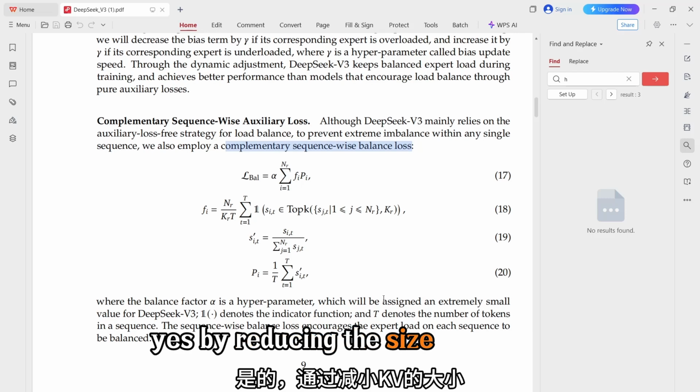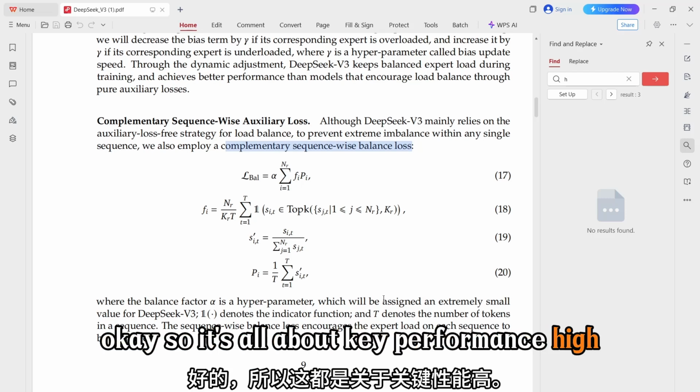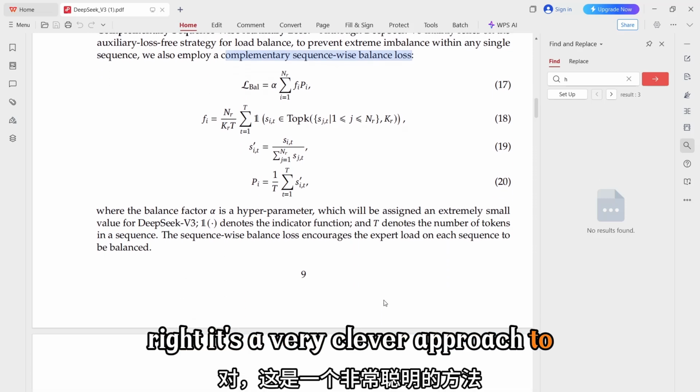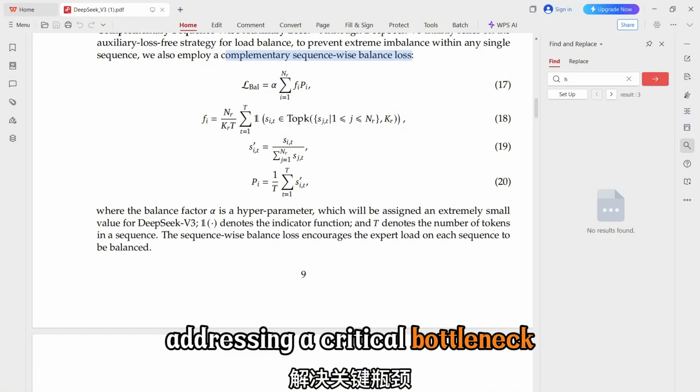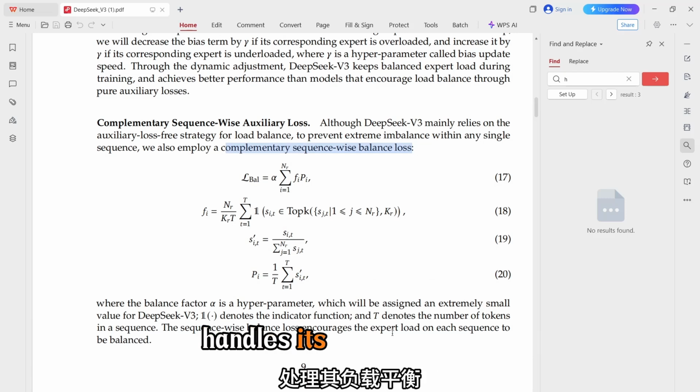Yes, by reducing the size of the KV cache needed for inference. Okay, so it's all about keeping performance high while reducing overhead. Right, it's a very clever approach to addressing a critical bottleneck. Absolutely. Now, we should also cover how DeepSeek V3 handles its load balancing.